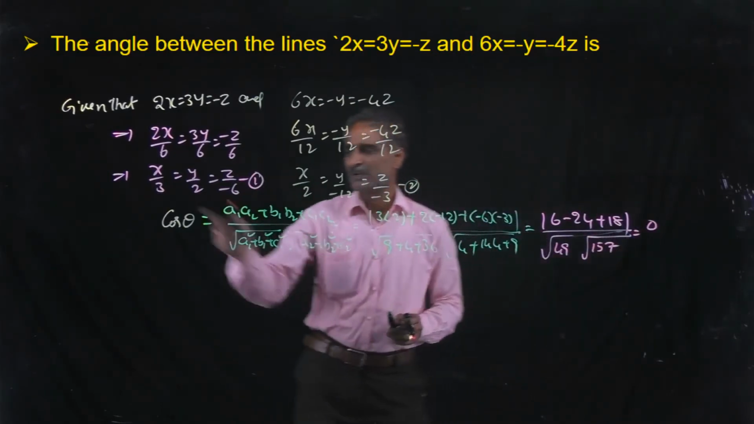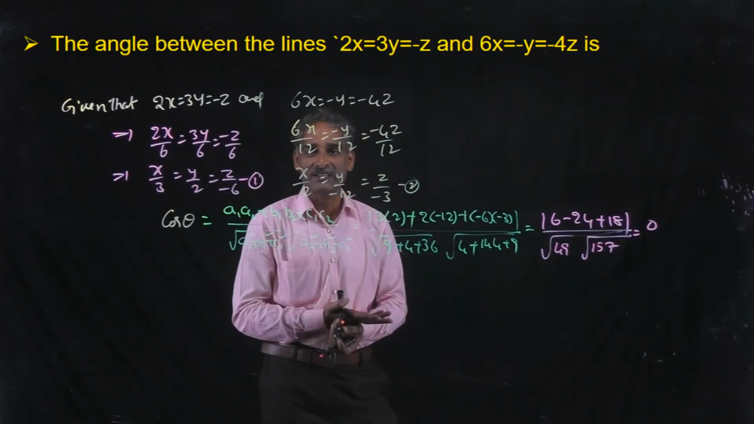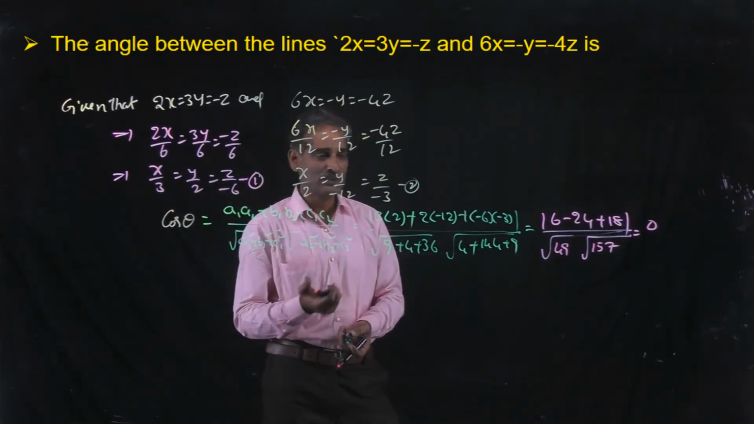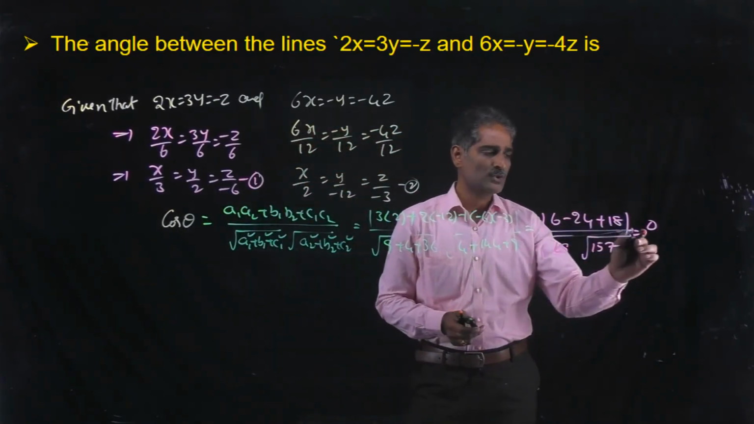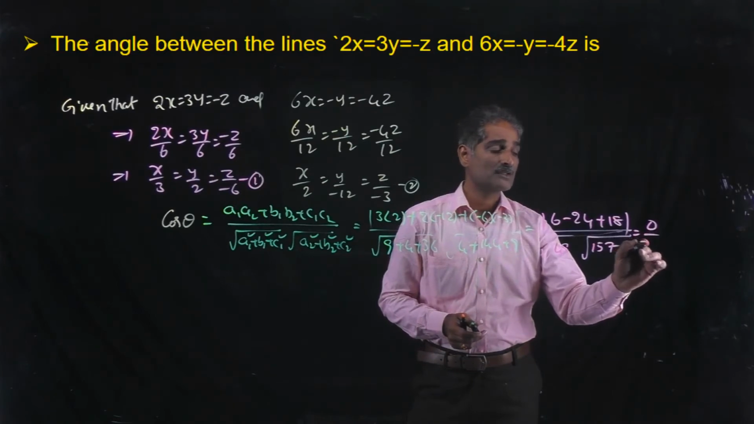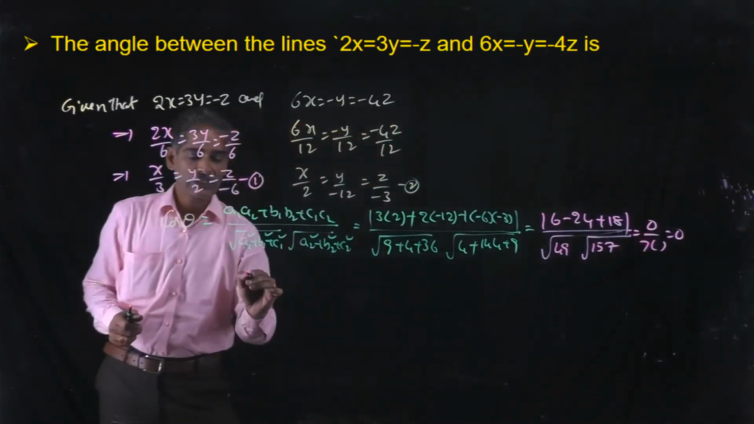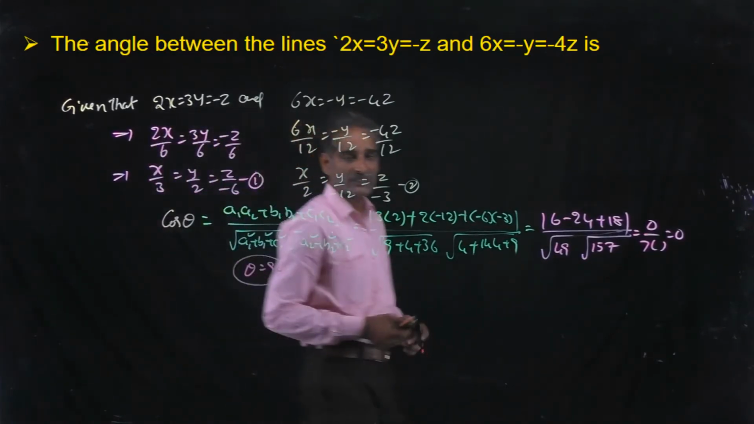Just by verifying A1 A2 plus B1 B2 plus C1 C2 also, we can say the angle between the lines is 90 degrees. Because 18 plus 6 is 24, minus 24 is 0. So 0 by something is equal to 0. So cos theta equal to 0, theta is equal to 90 degrees. The angle between these two lines is equal to 90 degrees.